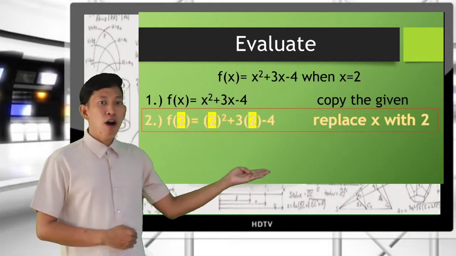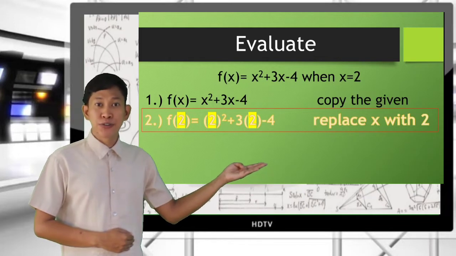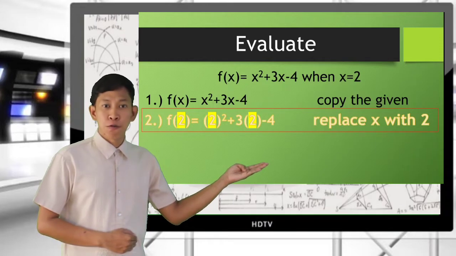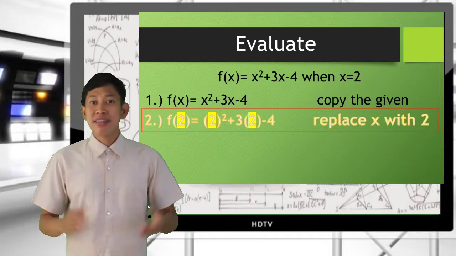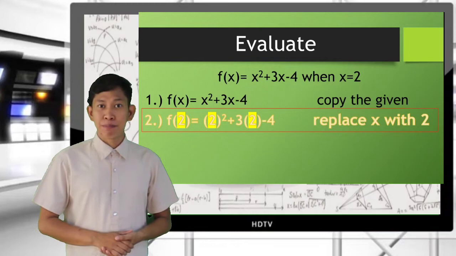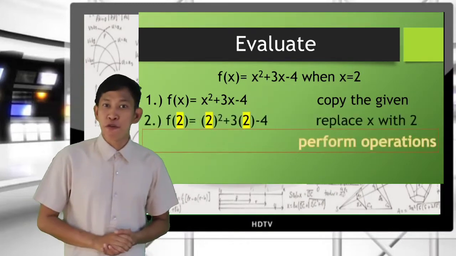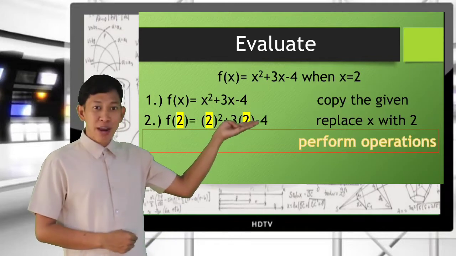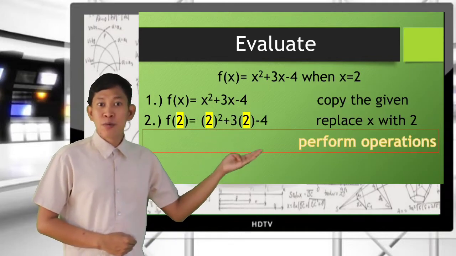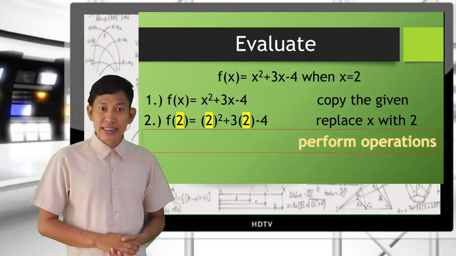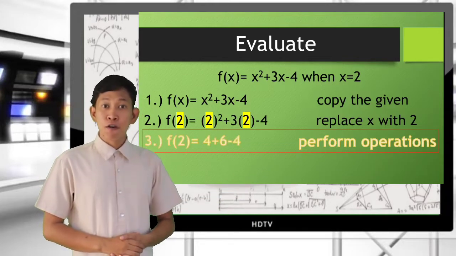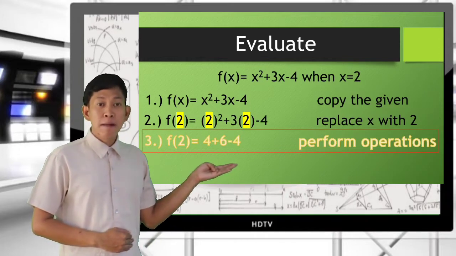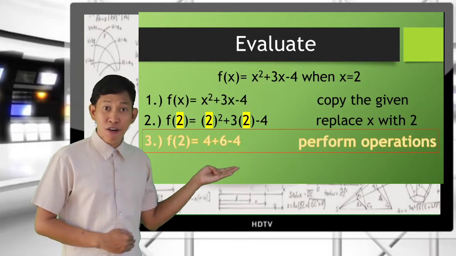f of 2 is equal to 2 squared plus 3 times 2 minus 4. What is our third step? Correct. Perform operations. So we will now be having 2 squared is equal to 4. 3 times 2 is equal to 6. And copy minus 4. So we have now f of 2 is equal to 4 plus 6 minus 4.